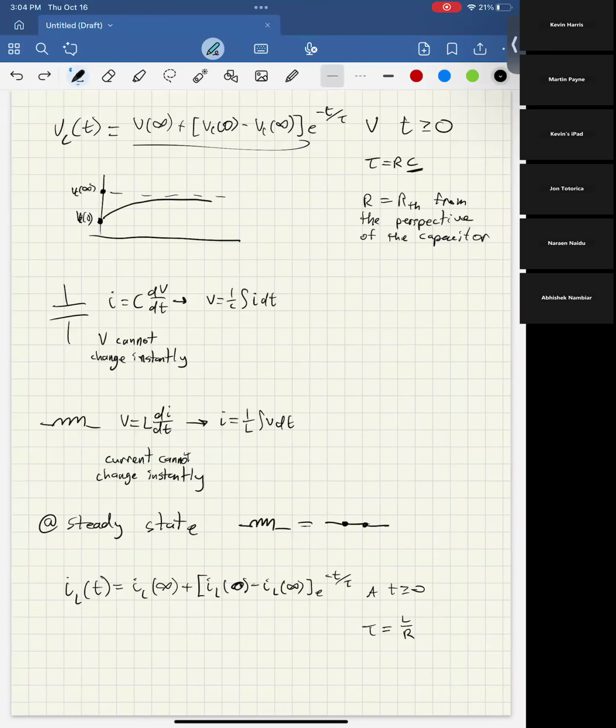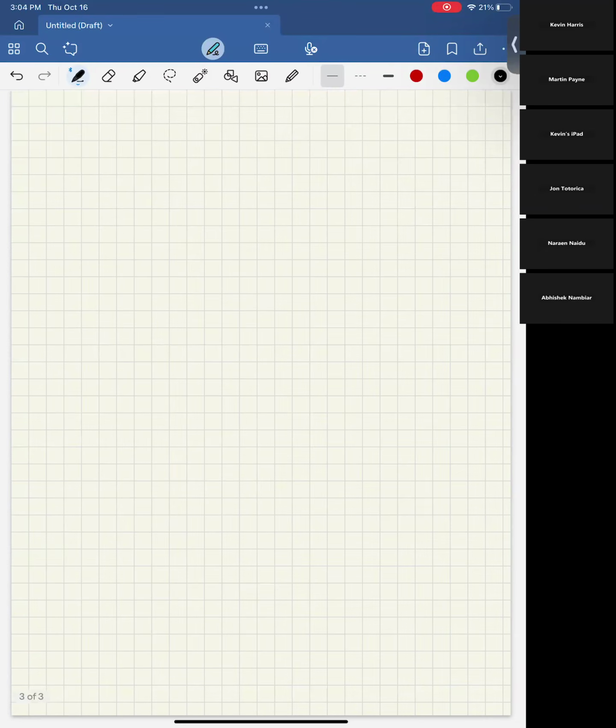Other than that, you solve them exactly the same way. This is really the only difference. Now I will do practice problems with the remaining 45 minutes.